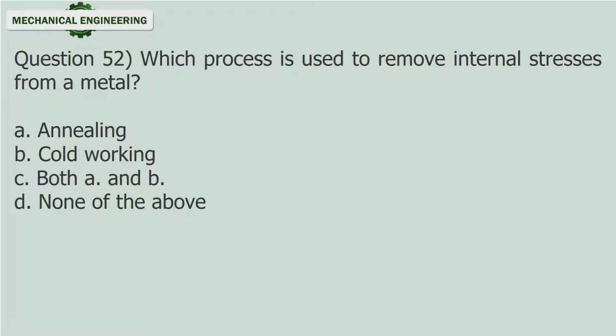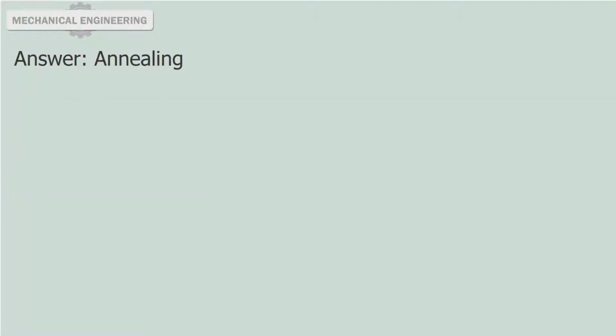Question 52. Which process is used to remove internal stresses from a metal? A. Annealing. B. Cold working. C. Both A and B. D. None of the above. Answer: annealing.